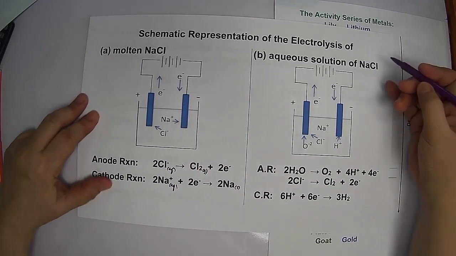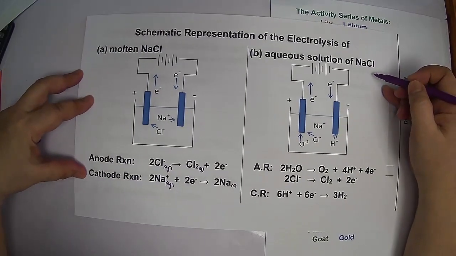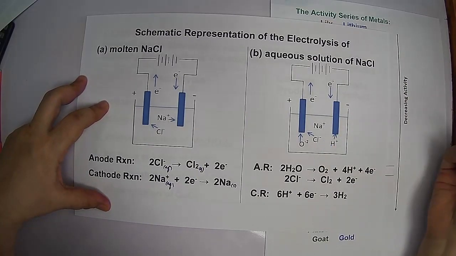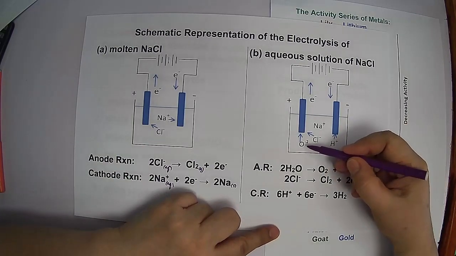On the other hand, if you have an aqueous solution of sodium chloride, meaning it is dissolved in water, we have the sodium ion, the chloride ion, and the hydrogen ion and the hydroxide ion present from the water.